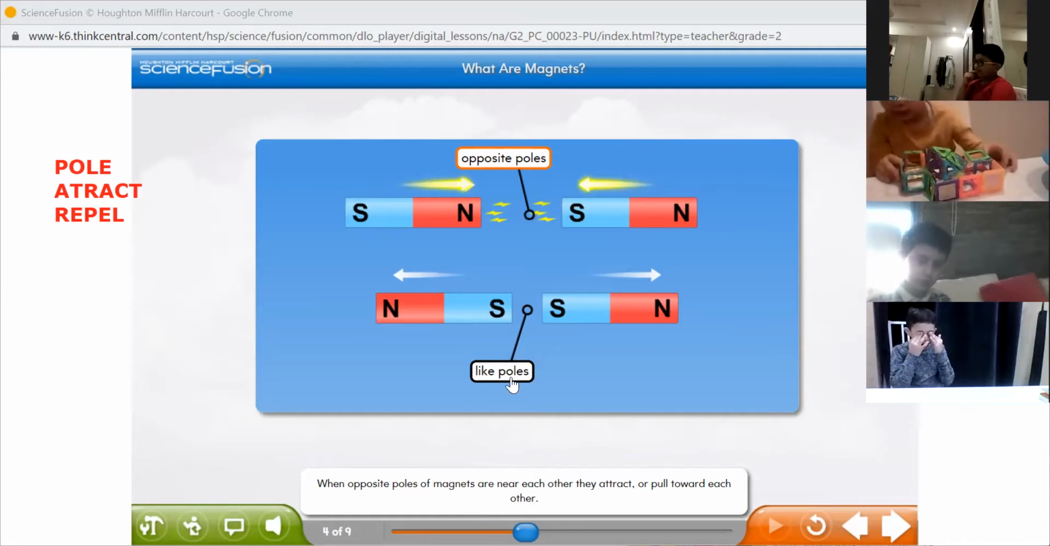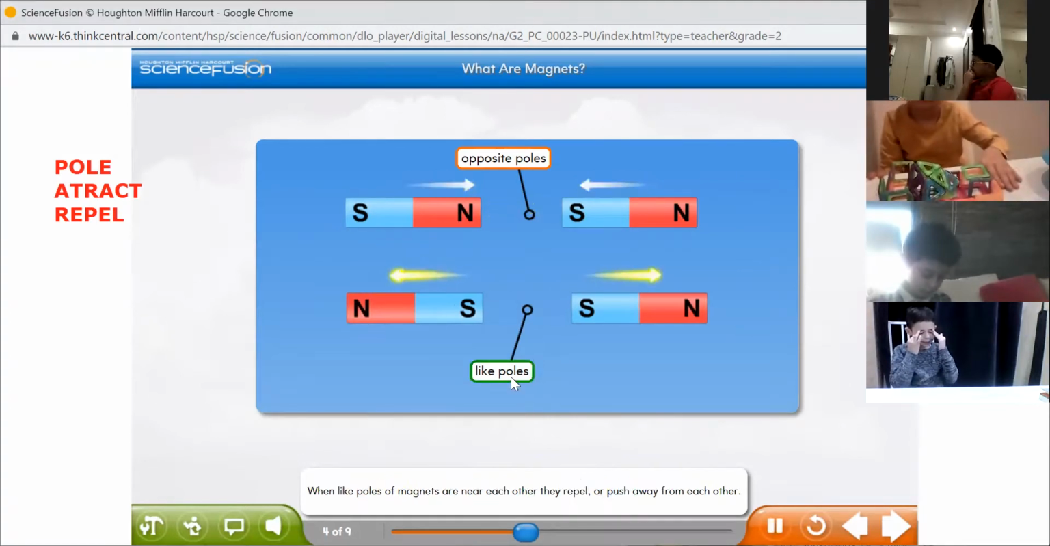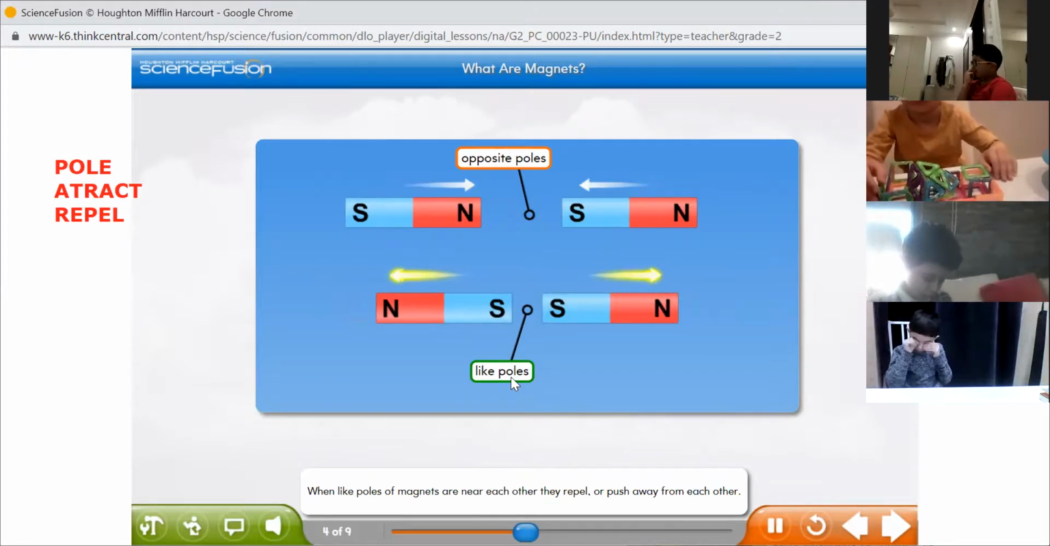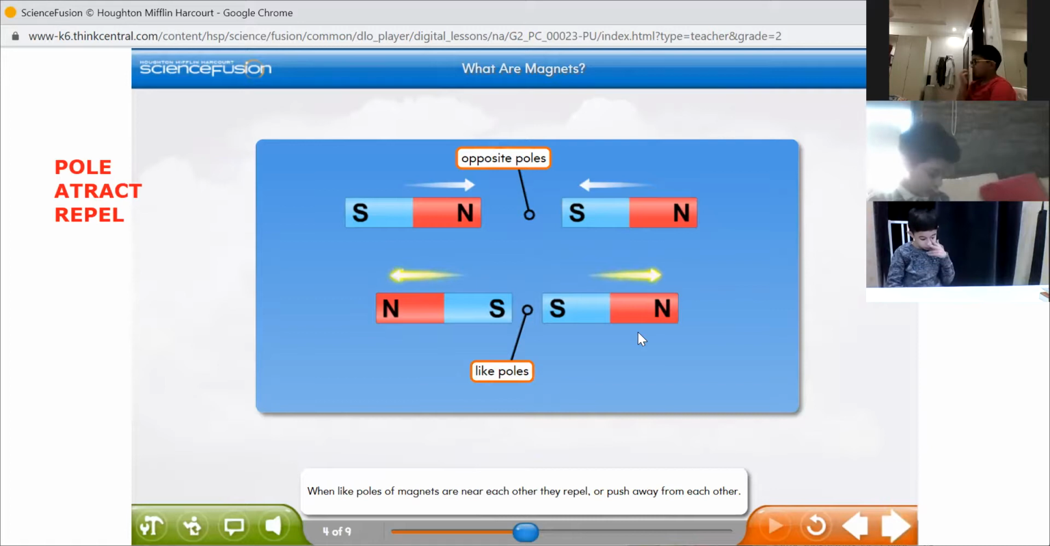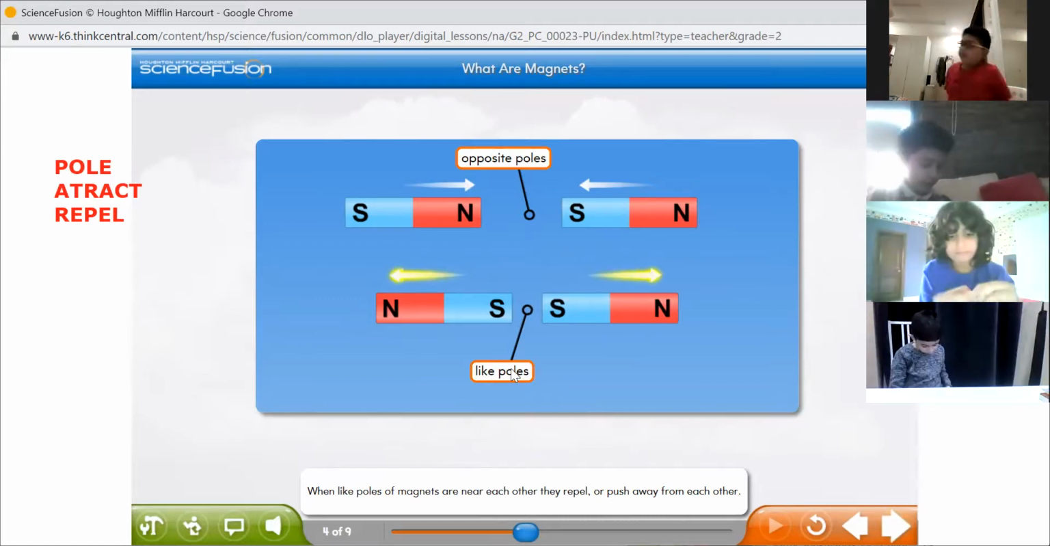All right, boys, let's see the like poles over here. When like poles of magnets are near each other, they repel or push away from each other. So, repel means they push away from one another, just like Saud showed us with his magnet, and Abdul Ilah and Abdul Aziz and everyone yesterday. Thank you very much, my boys.